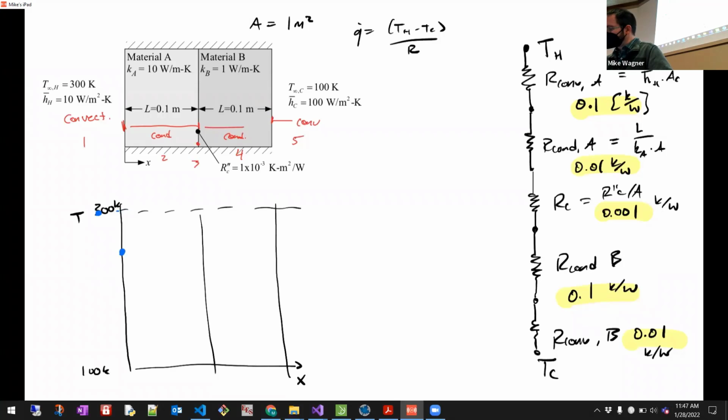But across A, it's pretty small. The contact resistance is basically nothing. There's another drop across the conduction that's pretty big. And then I have a smaller drop across the last convection. So if I sketch this out, it might look something like this. Here's my convection temperature drop. Here's my conduction temperature drop. My other conduction temperature drop. And my last convection. By the way, I draw it as a curve because that's what the actual profile looks like when you get to the boundary layer.